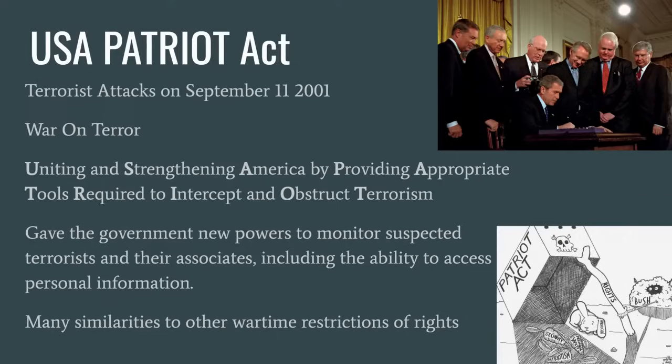The act gave the government new powers to monitor suspected terrorists and their associates, including the ability to access personal information. Over the past 2 decades, the increased powers of surveillance have been criticized by people on both sides of the political spectrum. There are a lot of similarities to other wartime restrictions seen throughout U.S. history.